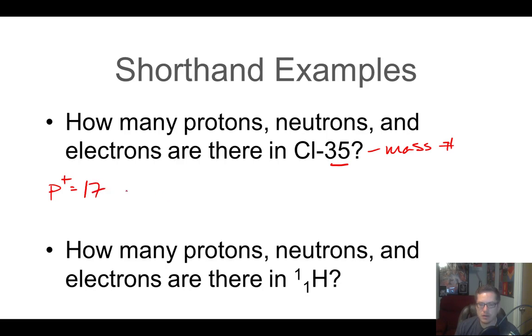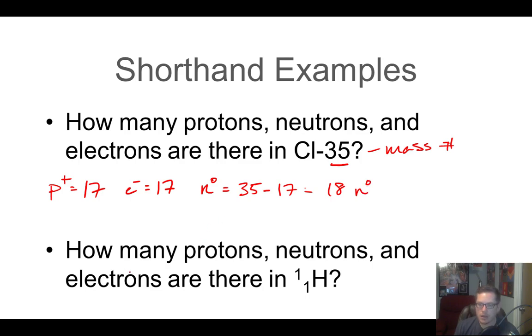That's easy. And then we find the number of electrons. Well, the number of electrons has to equal the number of protons, so that also has to be 17. And then finally, the number of neutrons is going to be equal to the mass number, which is 35, minus the number of protons, which is 17. And so we know that there are 18 neutrons in chlorine 35.